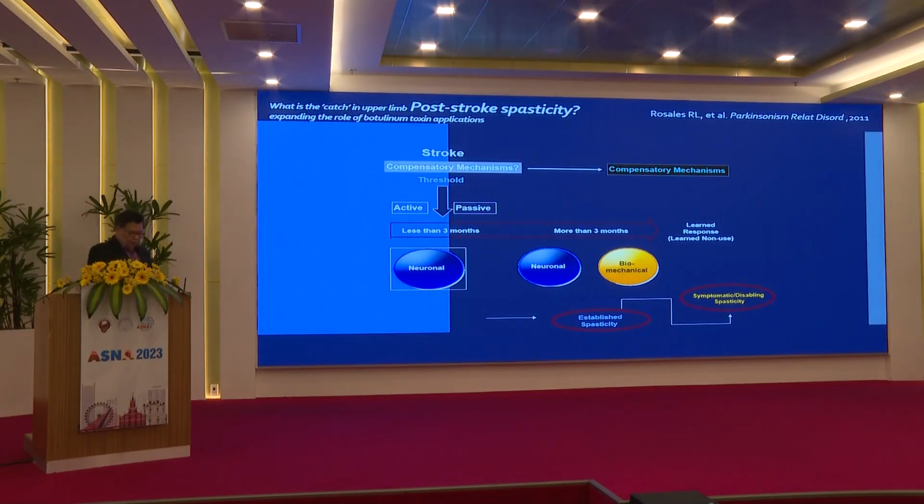So in the long past, we had this cartoon. We wanted to show you what happens if the lesion is less than 3 months. If the lesion in the stroke is less than 3 months, you can see that mainly it's the neural component that is working on it. But if you let it go beyond 3 months, then biomechanical forces will set in, whereupon established spasticity will happen, and you will have disabling spasticity and the learned non-use phenomenon. That is why we coined the term in the literature, evolving spasticity, for those less than 3 months.